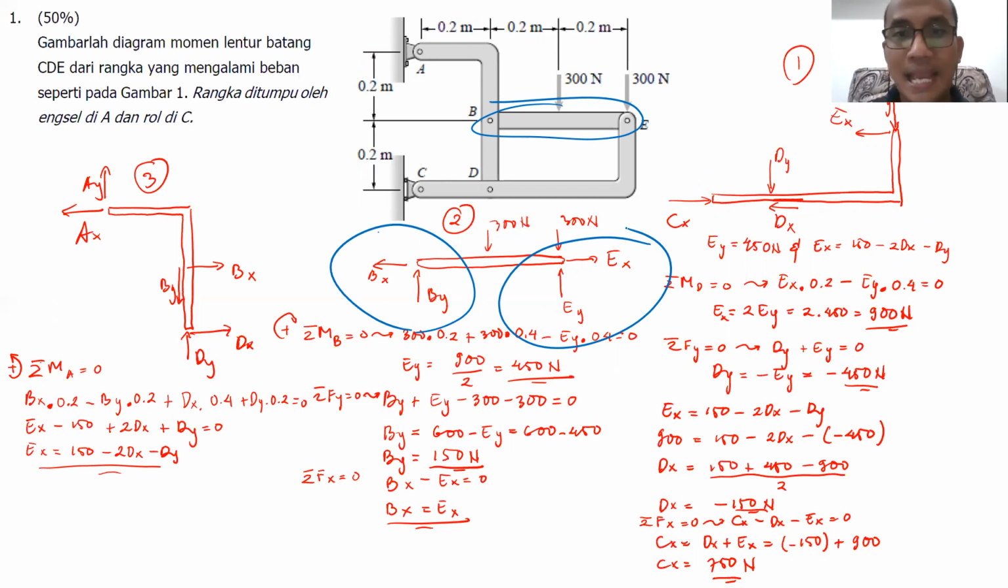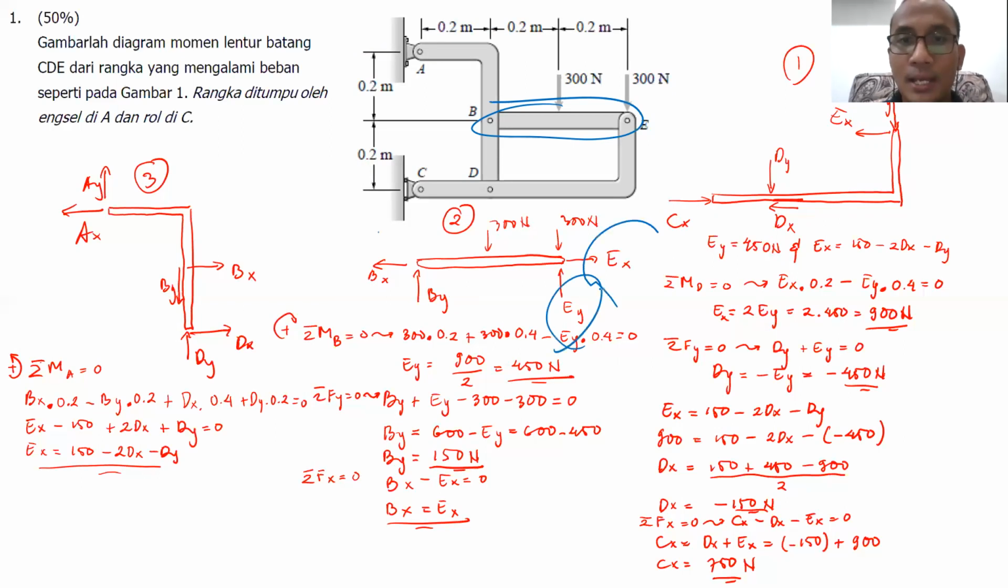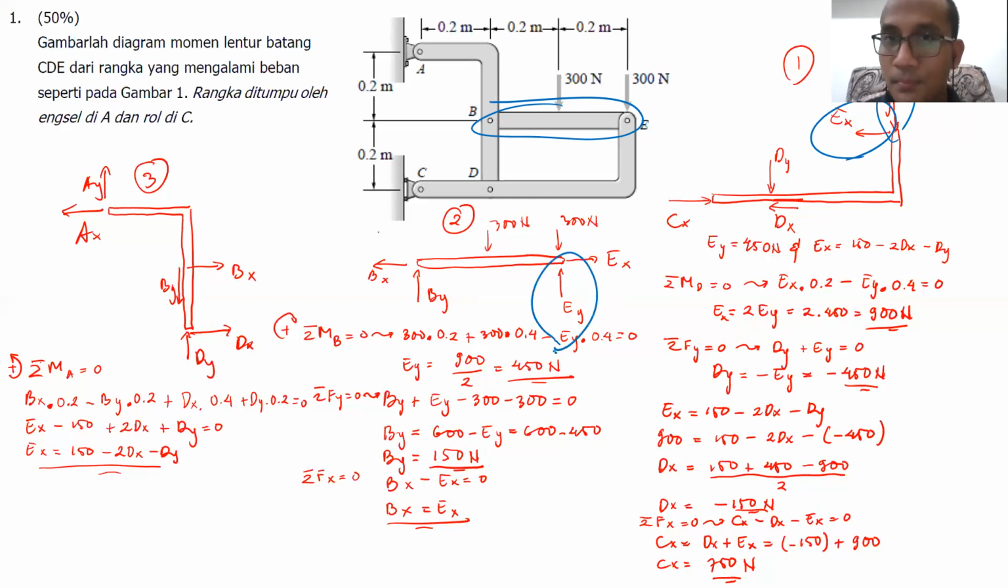Here I assume EX and EY come from the first free body diagram. That's why first I define EX and EY here going down and going to the left. Because it's action and reaction, EY here is supposed to be going up, the opposite, and EX here is supposed to be going to the right, the opposite as well.